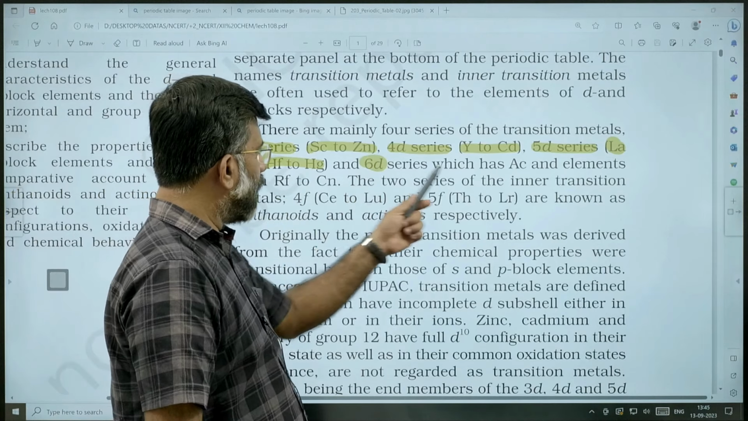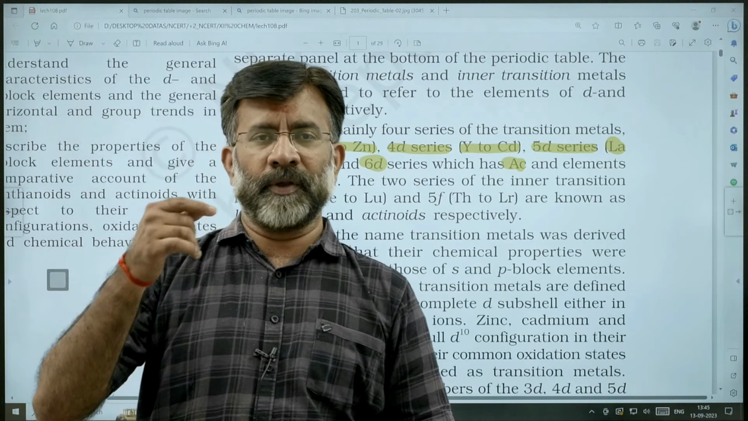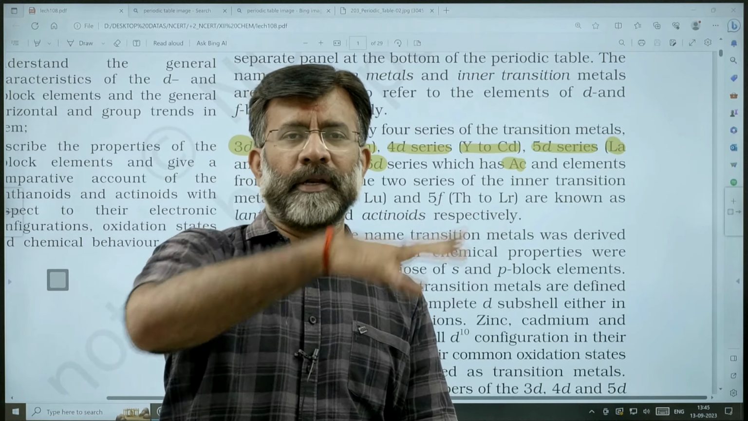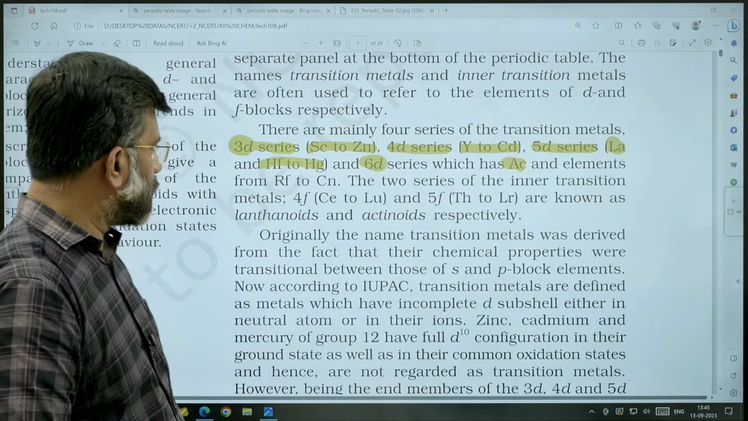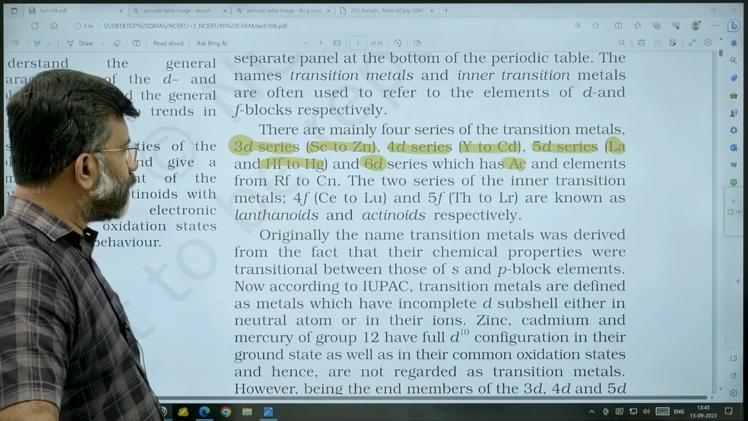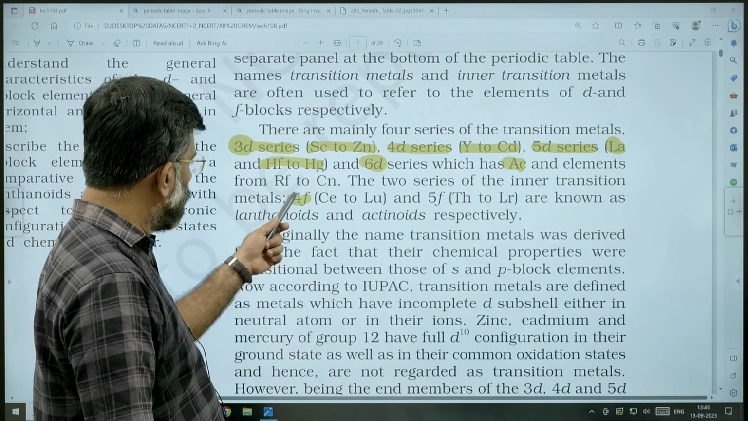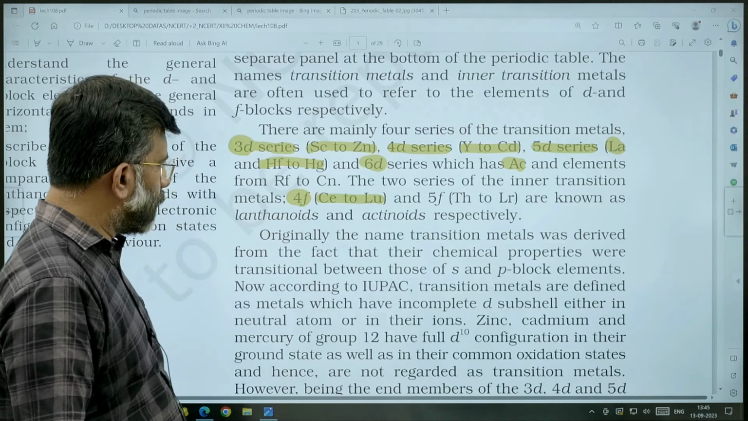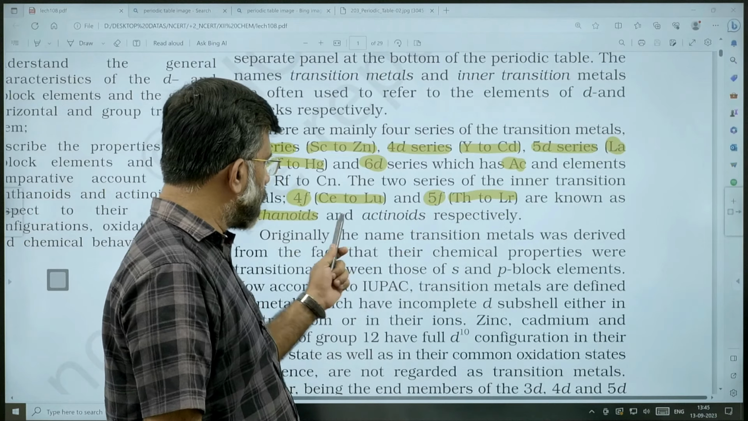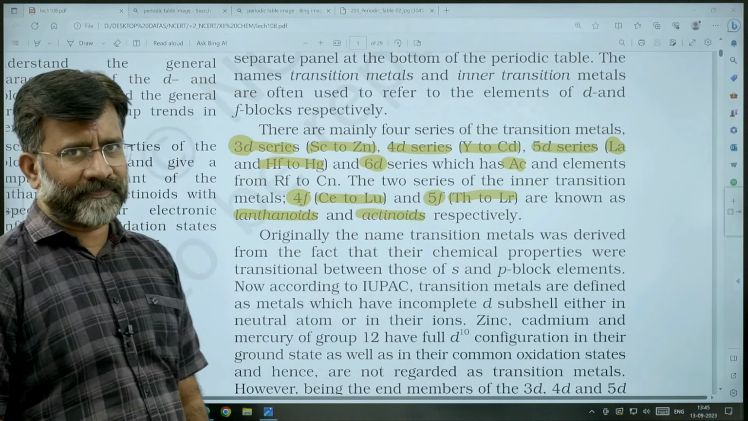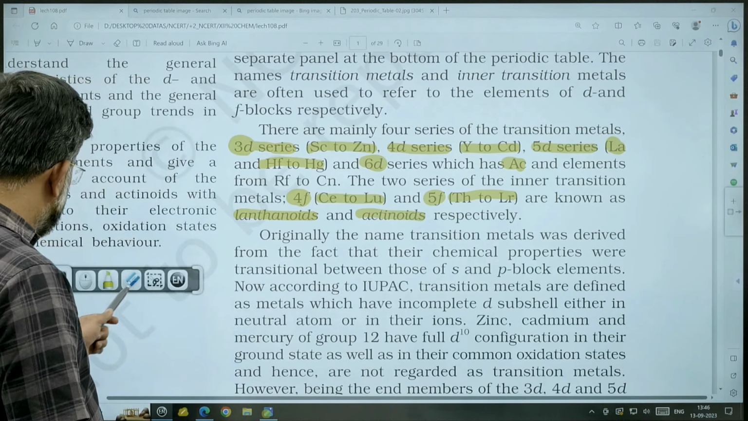6D series, after actinium, thorium to lawrencium, 14 elements, that is called actinoids. After that, it is continuing. 2 series of inner transition elements: 4F, cerium to lutetium, lanthanoids, and 5F, thorium to lawrencium, called actinoids, right? Let us go through the elements in detail.